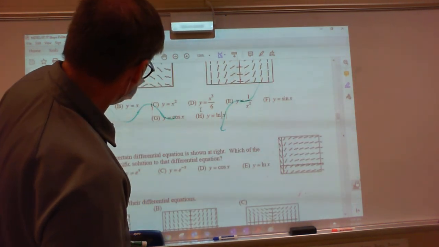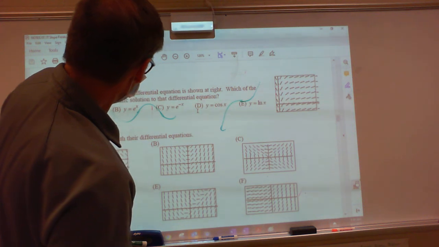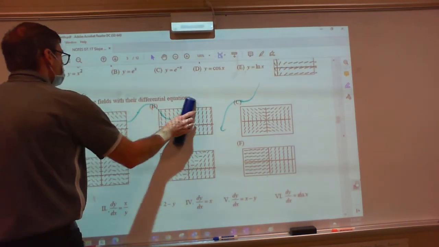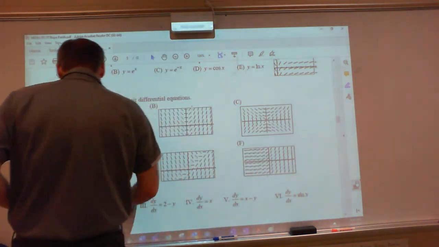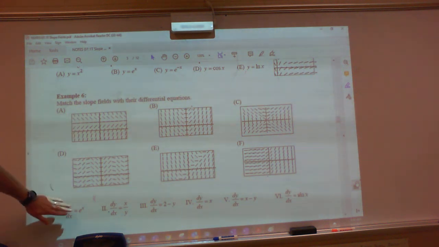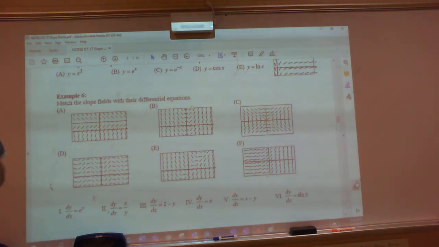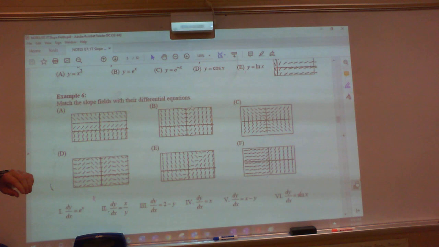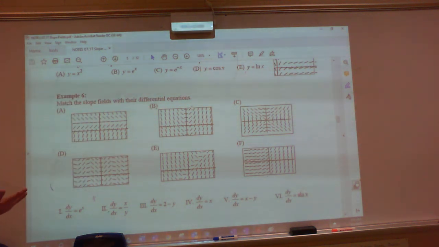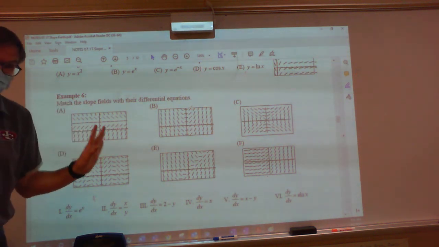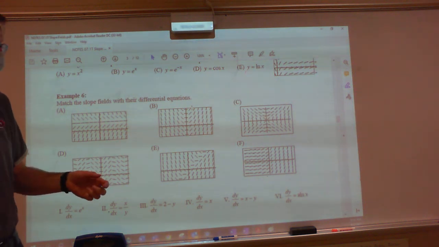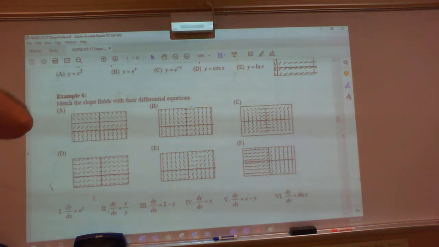Typically, what they do. Here, I want to do this. This is a more typical question. They give you a slope field and they ask you to match the differential equation. Right? And this can be an incredibly easy question, right? If you look at it the right way. But if you don't look at it the right way, it could be intimidating.